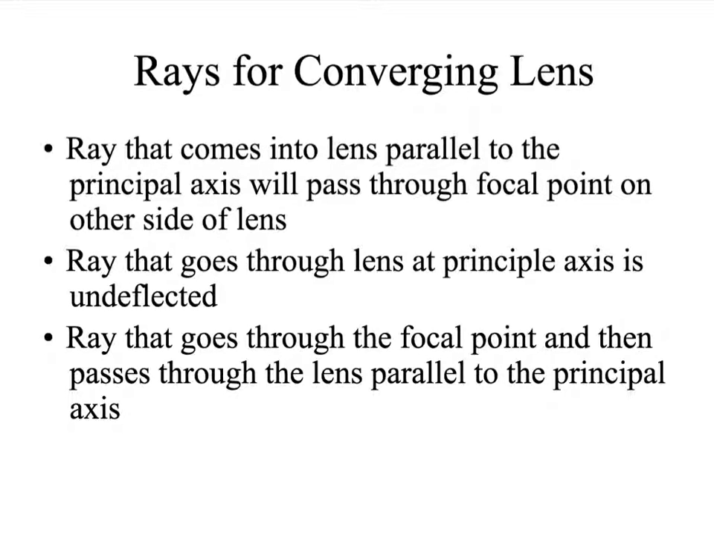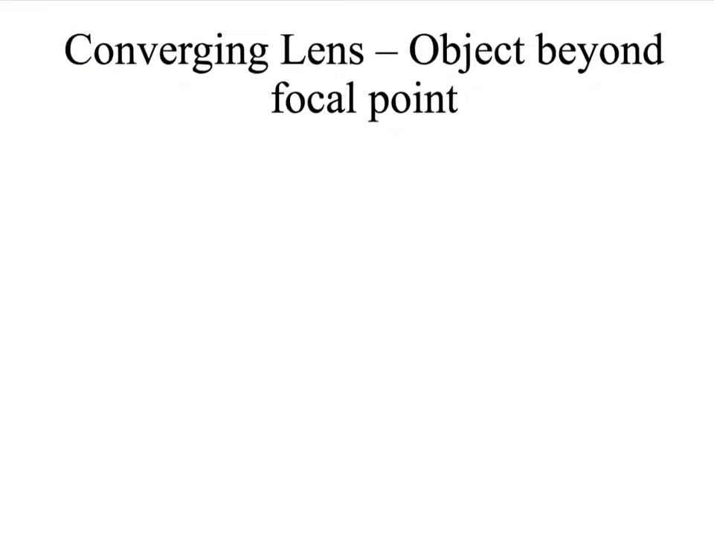A ray that goes through the lens at the principal axis is undeflected, and then the ray that goes through the focal point and then passes through the lens will go parallel. So this time, the first and the third rays are the ones that are sort of complementary to each other. Let's see if we can use these rays and see how a converging lens might produce an image.